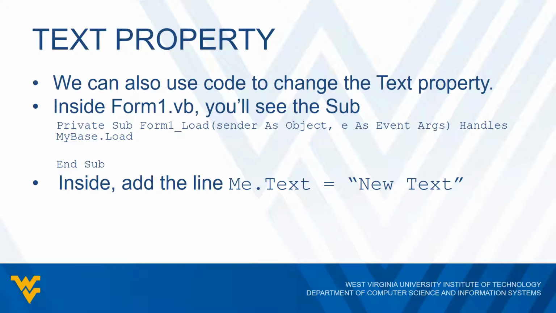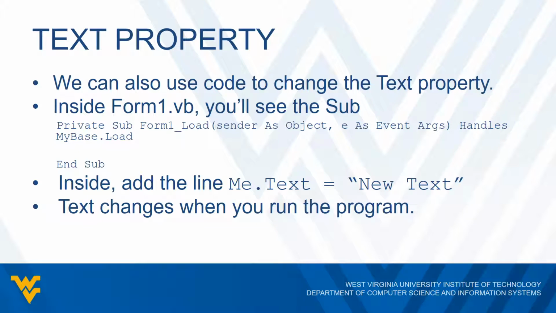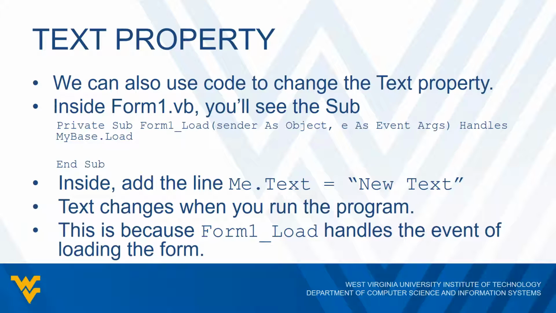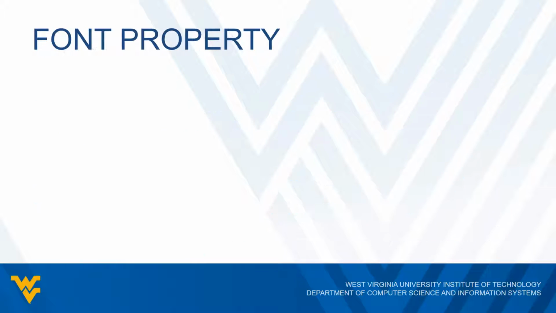And what this does is it's going to actually change the text when you run the program. As we mentioned, this sub procedure just simply handles the event of loading the form. So when we click on run, your form loads, and as it's loading, this sub procedure executes. It's going to run the code in there where you say change the text property to new text. So what you would see is new text appear in the text portion of your form.